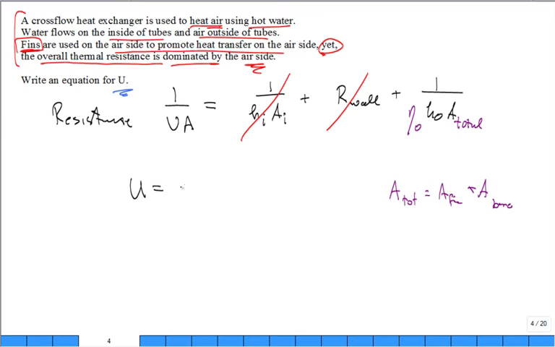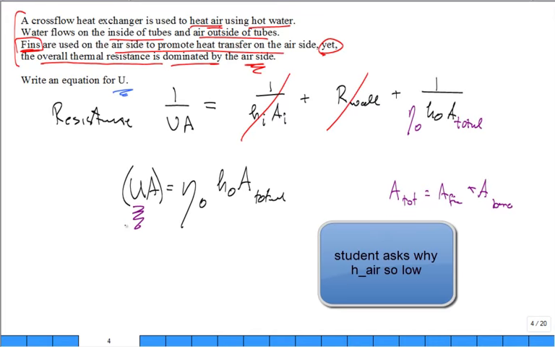Now what we can do is we say, oh, I can see what U is. U is simply eta naught, H, and then depending, you want to put the area, the same areas here or not, that's fine. Just UA, then you have eta naught, H, area total. So the overall heat transfer coefficient for a very common type of heat exchanger is proportional to the convection coefficient on the outside.